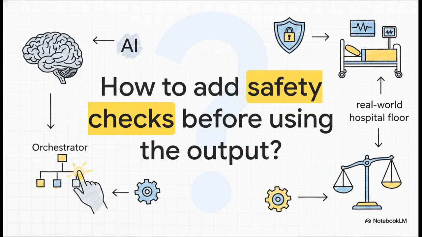I want to leave you all with this final provocative thought. As you consider building these incredible agentic AI systems yourself, ask yourself this. What specific failures could happen when your code hits a chaotic, real-world hospital floor? And more importantly, what technical safety checks are you going to build into your orchestrator before you ever trust the AI's output? The technology is absolutely here, but the responsibility of implementing it safely, that lies entirely with the architects building it, with us.